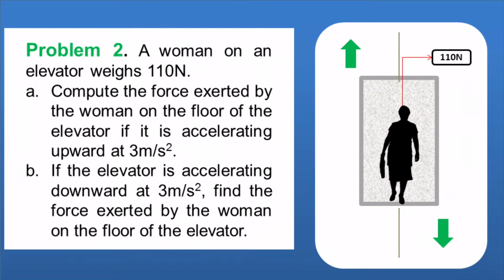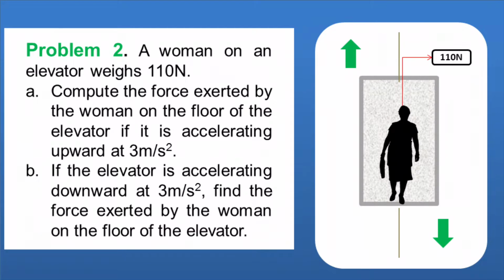So the other problem is just the reverse. Compute for the force exerted by the woman on the floor if the elevator is accelerating downward with the same acceleration at 3 meters per second squared. So parehas ng pagsosolve natin from problem number 1, gagamitin din natin dito yung Newton's second law of motion computation and also yung D'Alembert's principle computation.